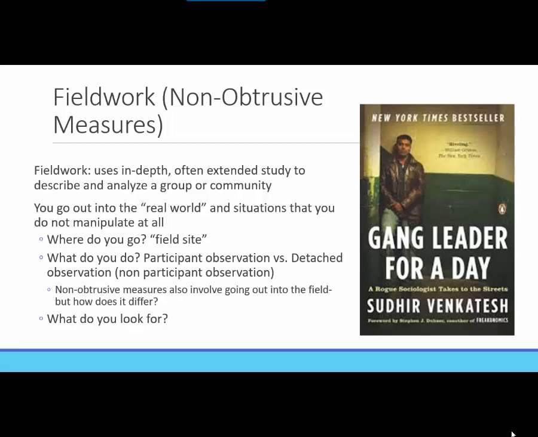Or you can do what we call a detached observation, where you are watching what's happening at the field site, but you are not inserting yourself into the activity. And we also call this non-participant observation.